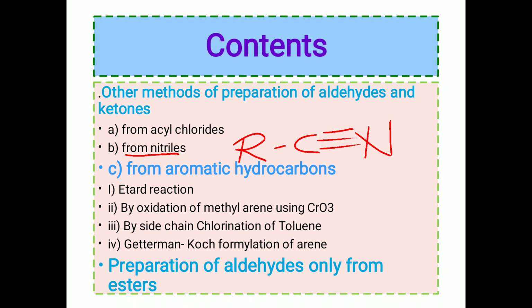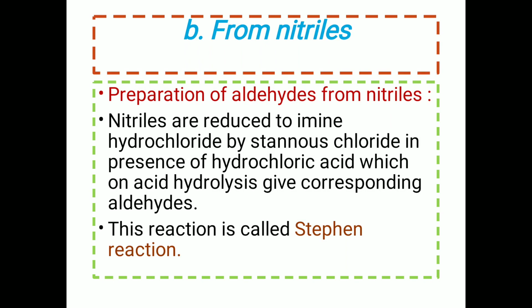And the last one is the preparation of aldehydes only from esters. So now let us study it one by one, in detail. First of all, we study the preparation of aldehyde from nitrile. As we already told you, nitriles are represented by the general formula RC≡N. This C≡N is also known as the cyanide.